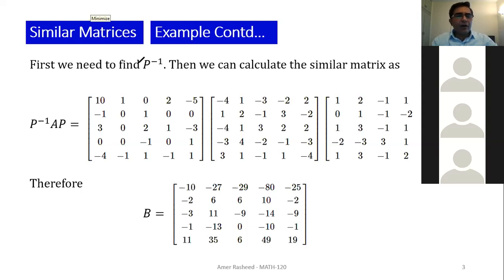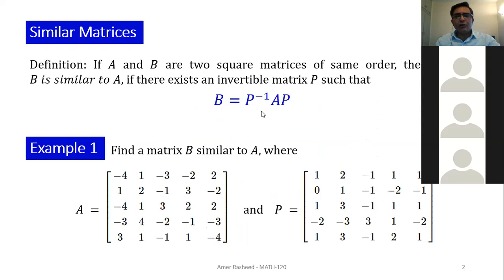We'll discuss properties of similar matrices later on. You can say that if B is similar to A, then A must be similar to B. If one matrix is similar to the other, then the other must be similar to the first one. That is, if A is similar to B, then B must be similar to A. We'll discuss this later while discussing the properties of similar matrices.